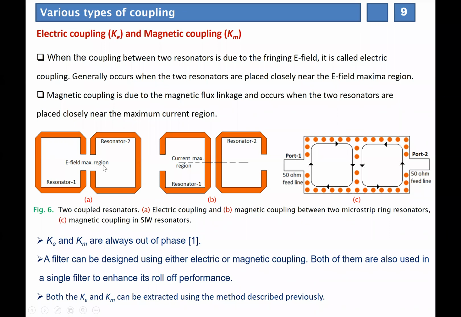So if you design one coupling properly, if in that coupling an equal amount of electric coupling and magnetic coupling is present, then the total energy coupling will be 0. Average energy coupling will be 0. So in one filter, we can have electric coupling, we can have magnetic coupling, or we can have both types of couplings. So figure 6C, here is that SIW structure you can see here.